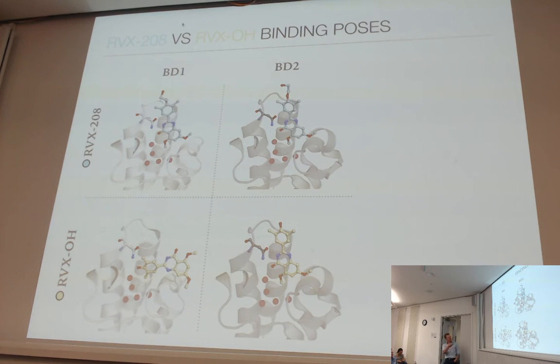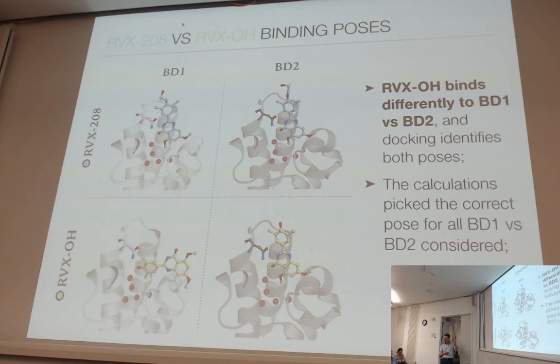Now, it turns out that the ethoxy group that's on this guy cannot actually bind in this pose. So that's the reason why you get a slight difference between these. So that's kind of intriguing. The good news is that when you do the absolute binding free energy calculations, you actually recover the right pose. The calculations do say that this guy is a better binder in this orientation compared to this possible orientation for BD1. So it's all consistent. It's all really nice.